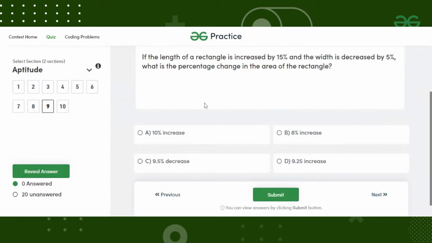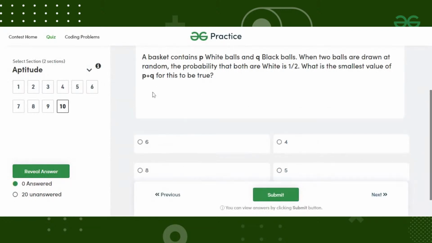It is going to be an increase because the value is positive. Next, we have a basket contains P white balls and Q black balls. And when two balls are drawn at random, the probability that both are white is 1 by 2. What is the smallest value of P plus Q for this to be true?